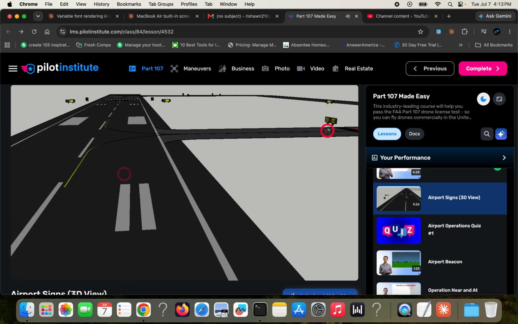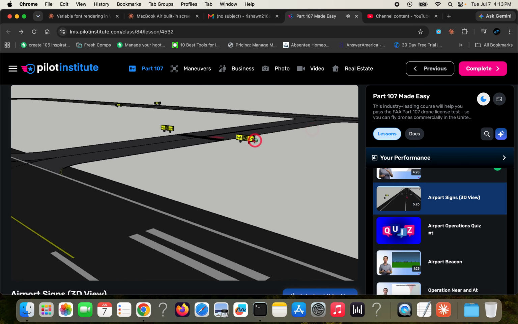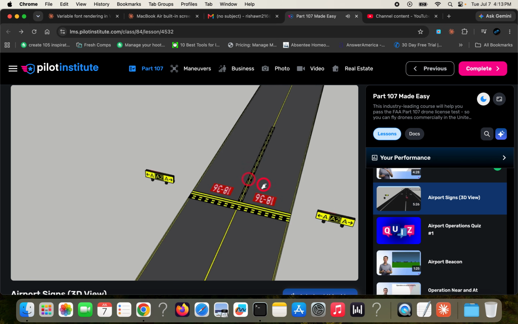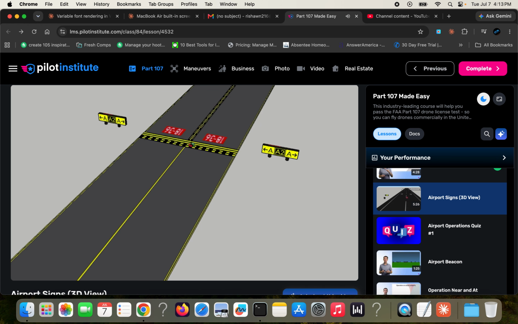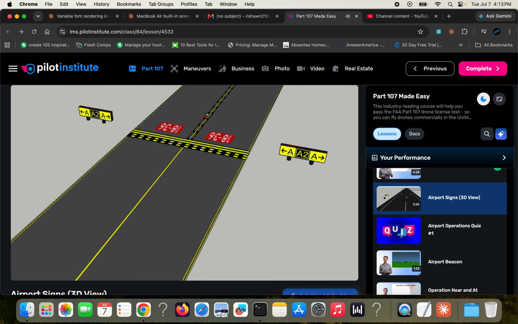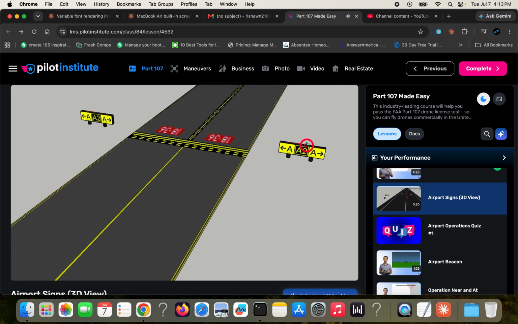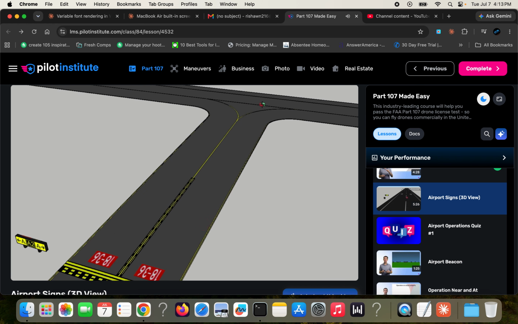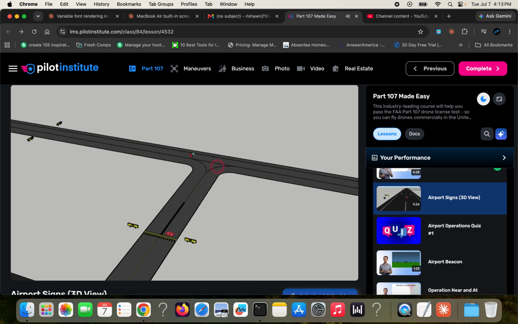Here's what you'll see when you do that. First off, I'm going to be clearing the runway, so I'm going to be passing this hold short sign right here and get past it. Now I'm no longer on the active runway, and I see a taxiway sign that says Alpha 2, and I'm on Alpha 2, and then left and right, I'm going to have taxiway Alpha. So this right here on the top is taxiway Alpha.